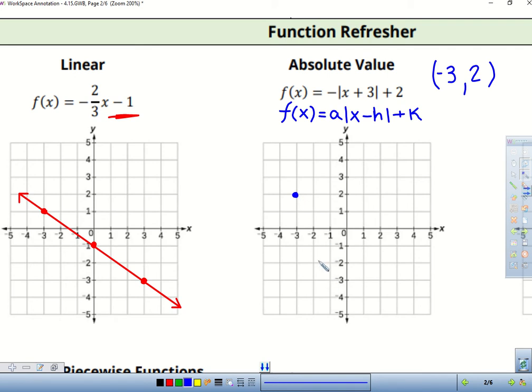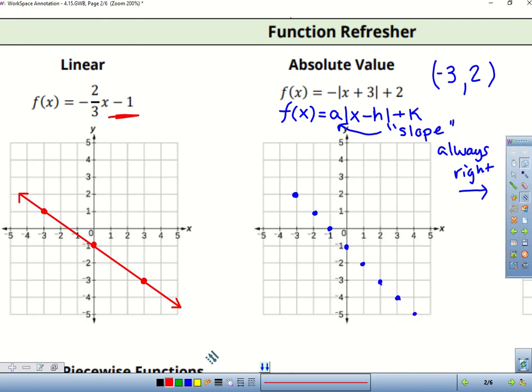Now absolute value functions are always a v or an upside down v. If it's upside down, the a value will be negative. In this case, is it an upside down v? Yes, it is. So the a acts as a slope, okay, and you always go to the right. So we're going to go down 1 over 1. Down 1 over 1. And you're going to repeat this process until you can't anymore because you run out of room.